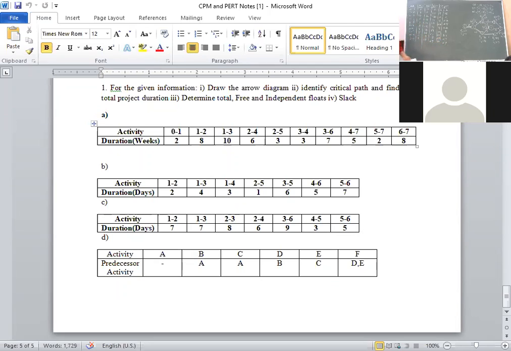Till here, anybody is having any query? We already computed this in yesterday's lecture. Anybody is having any query?